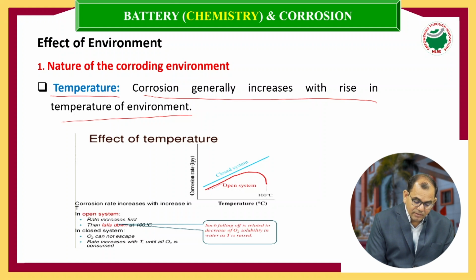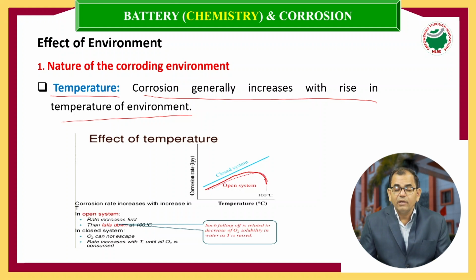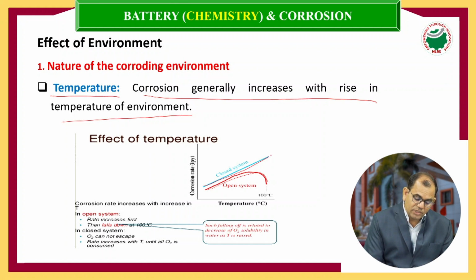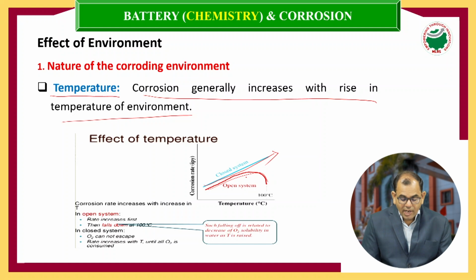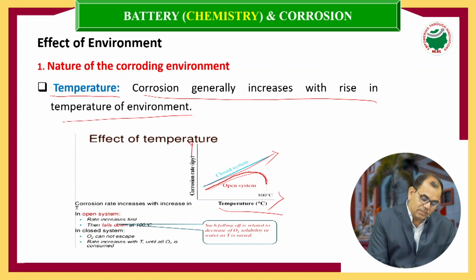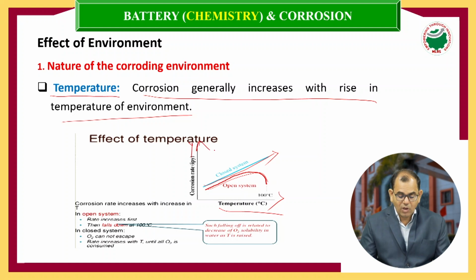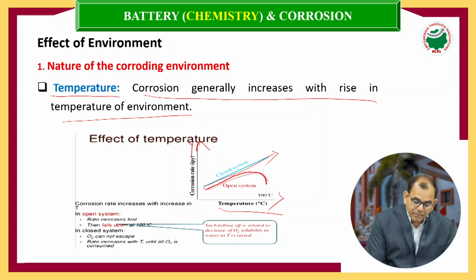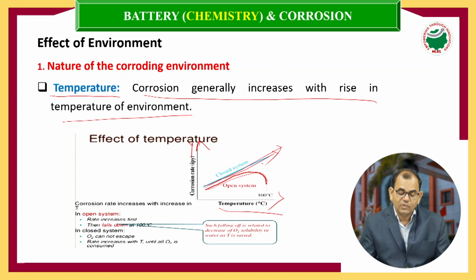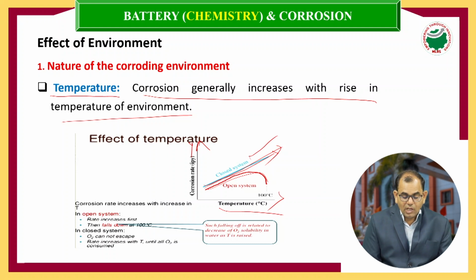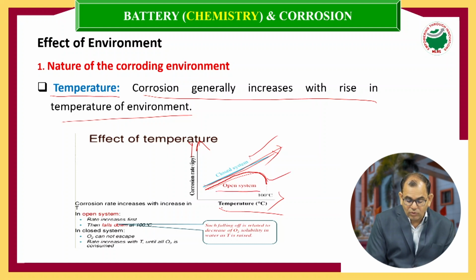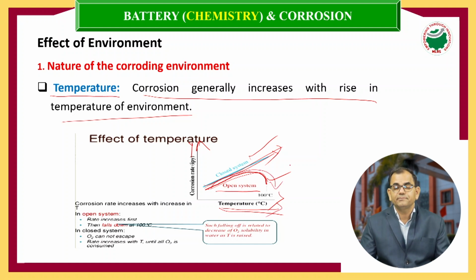There is a red line, which is related to the open system. There is a closed system, and on the x-axis is temperature in degrees centigrade, and on the y-axis is corrosion rate. Now, as the temperature increases, the closed system corrosion rate is more, and for the open system, even though the temperature increases, the corrosion rate is declining. Why is this happening?